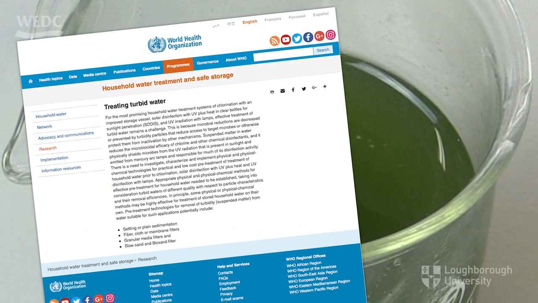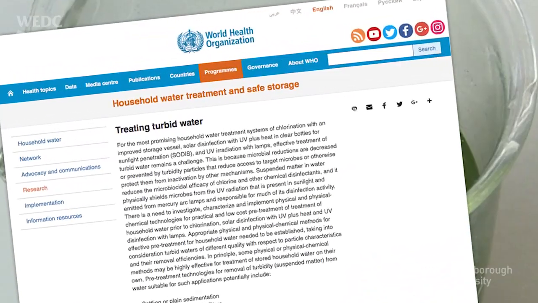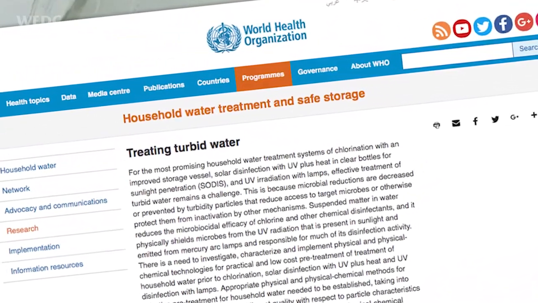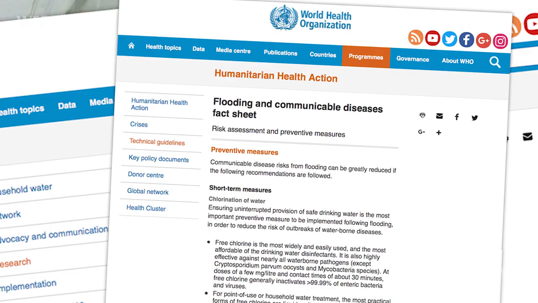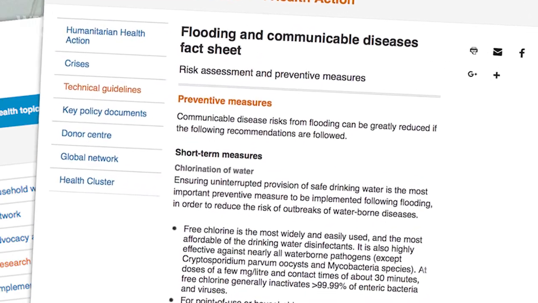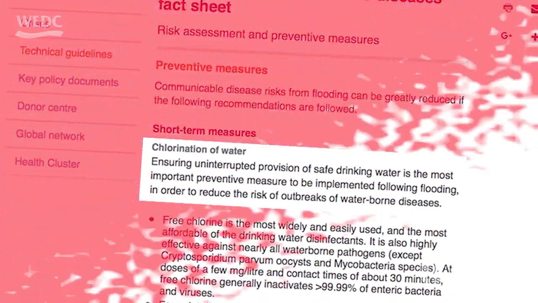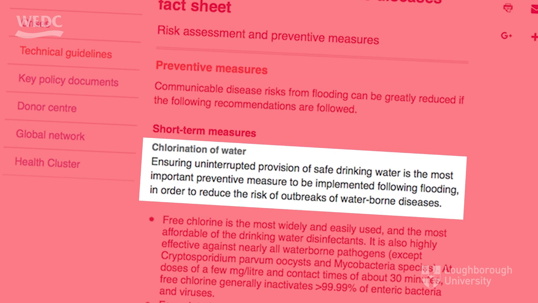The World Health Organization, WHO, notes that managing turbidity is important for other reasons as well. Turbidity affects both the acceptability of water to consumers and the selection and efficiency of treatment processes, particularly the efficiency of disinfection with chlorine.